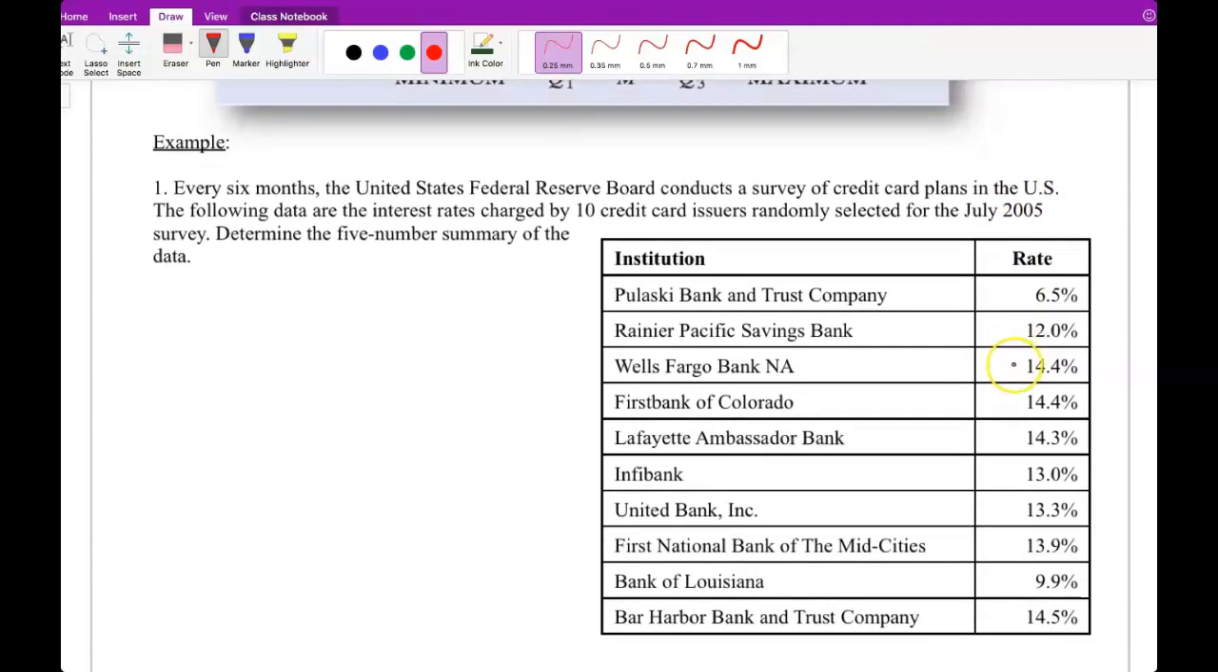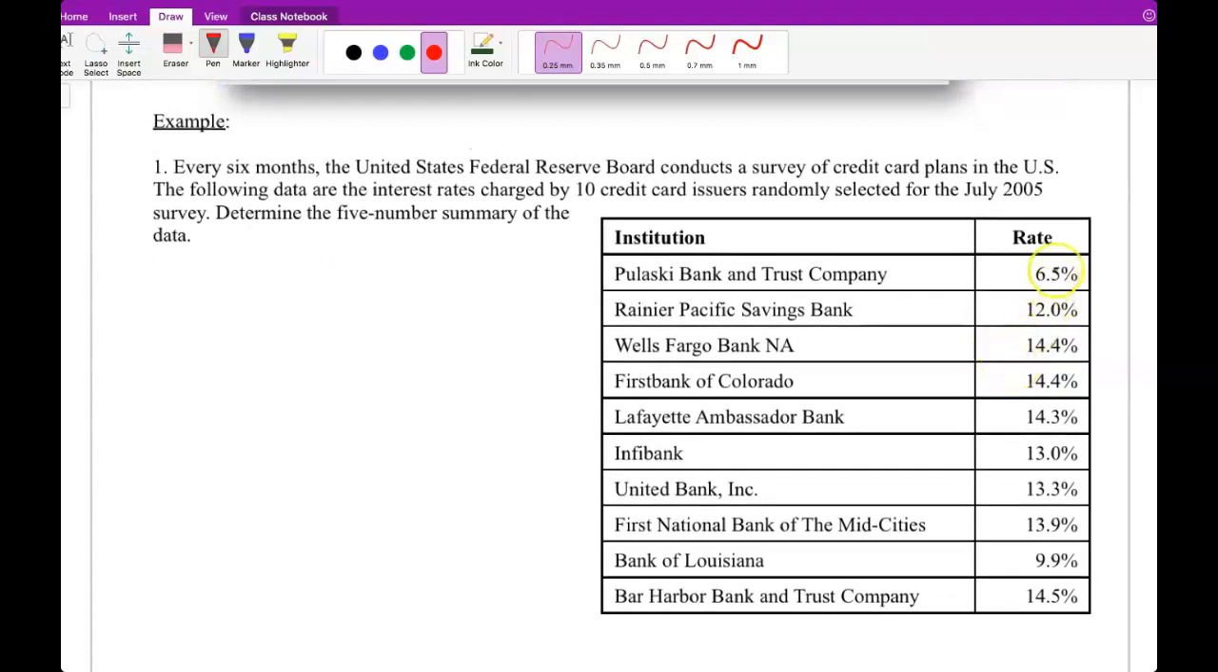Now, an example. Here we have this data in the table. Every 6 months, the United States Federal Reserve Board conducts a survey of credit card plans in the US. The following data are the interest rates charged by 10 credit cards, so in total we have 10. These are randomly selected for the July 2005 survey. We should find the 5 number summary: the minimum, maximum, Q1, Q2, and Q3.